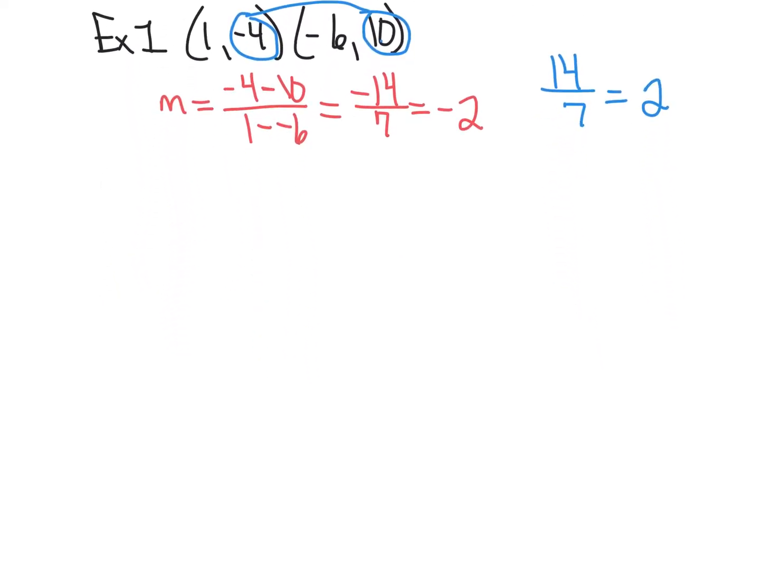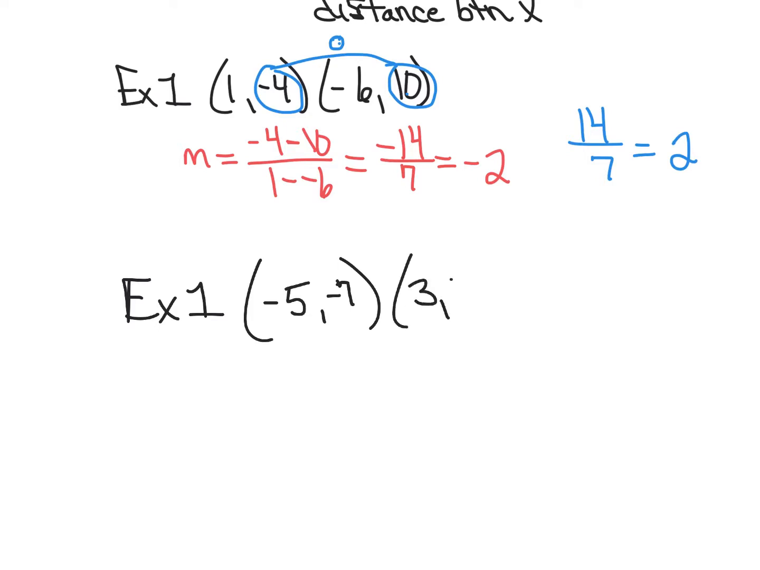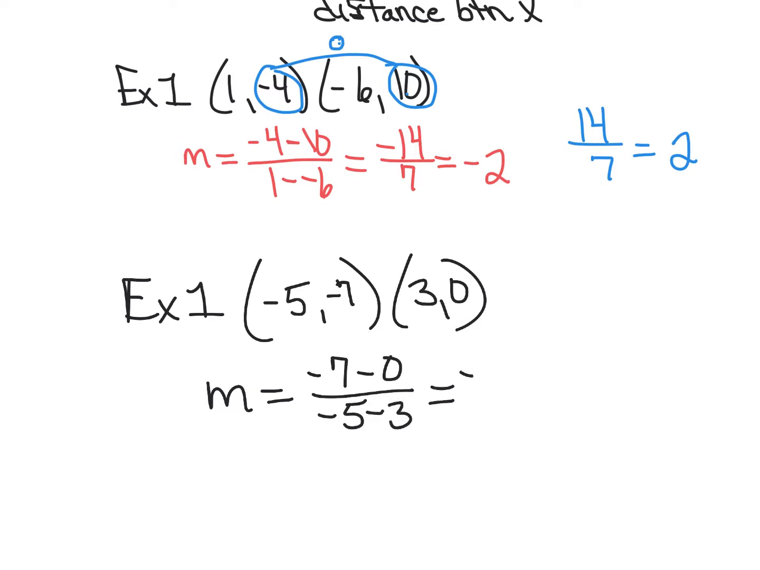All right, so let's do another one. Let's say negative 5, negative 7, and 3, 0. So slope is y minus y over x minus x. So I get negative 7 over negative 8, which becomes positive 7/8. Okay? And that's all we're doing for slope.